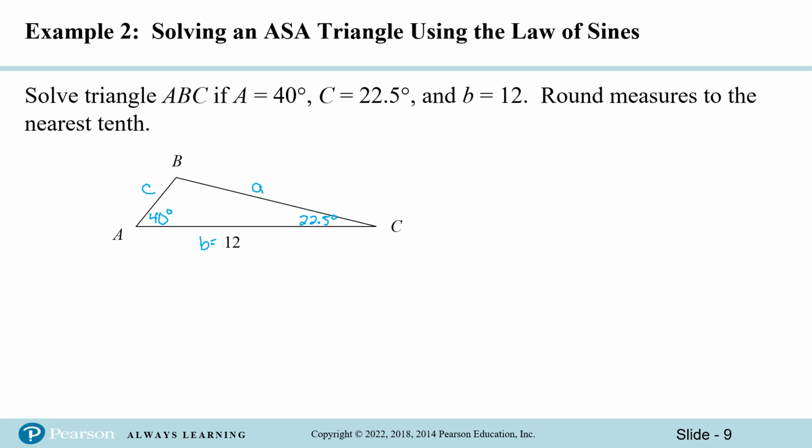To prevent what happened on the last slide, let's go ahead and find angle B first. So B is going to be 180 minus the two angles. By the way, we should just double check. We've got two angles and a side, and the side happens to be between the two angles. So we have an angle side angle situation. We can use the law of sines perfectly fine.